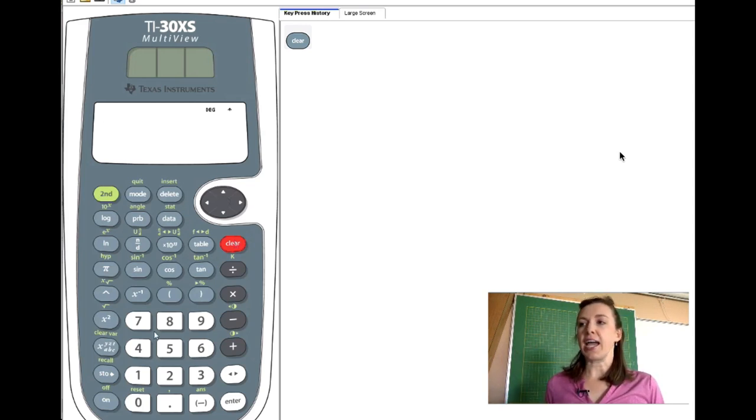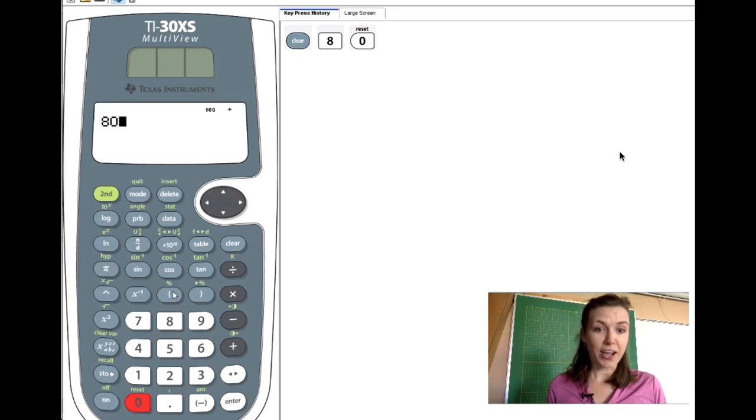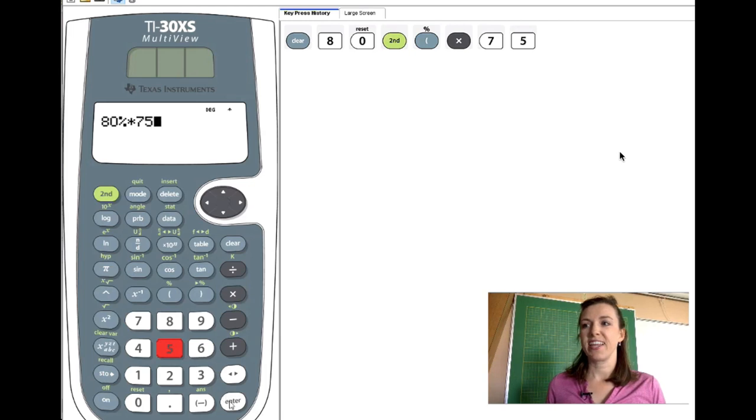So let's say I want to figure out what is 80%. So I go 80. Now here we have the little percent button right here. And we know in order to access the percent, what I need to do is hit second and then that little parentheses, and that'll be percent, right? So 80% of, or I'm just going to say times, 75, and then equals. And so 80% of 75 is equal to 60.